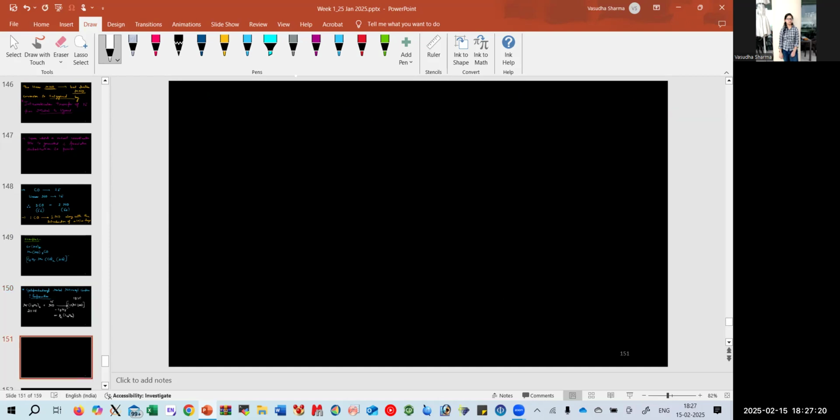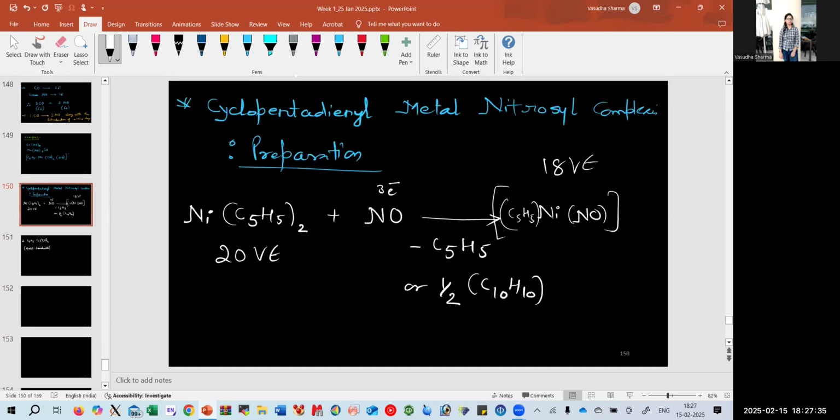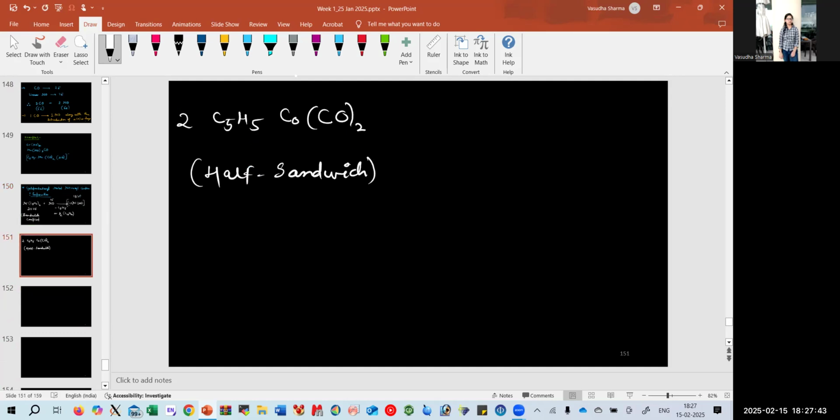Certain other examples are when we are treating with C5H5 cobalt CO whole 2. So this is your half sandwich complex. The earlier one was a sandwich complex where both the ligands were Cp groups only. Now here we want to know, when we are treating with NO, how many NOs are required.